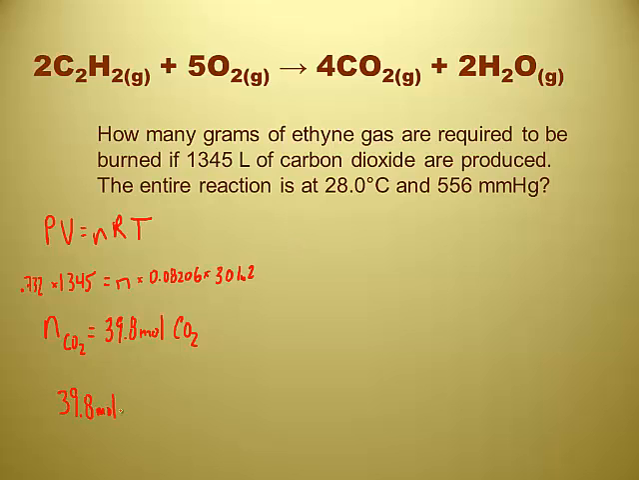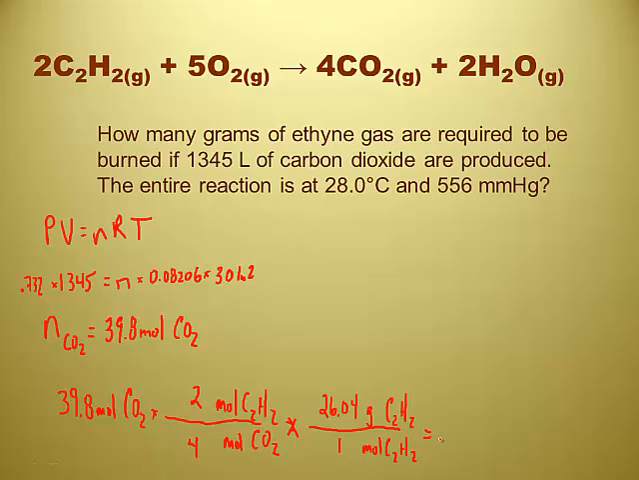So 39.8 moles of CO2. From the balanced chemical equation, we're going to the ethine, so it's a 2 to 4 ratio: 2 moles of ethine and 4 moles of CO2. So this is going to be 1/2 of my previous answer. Now, they want it in mass, so don't forget one more ratio. The very last ratio is the molar mass of ethine, which is 26.04 grams.